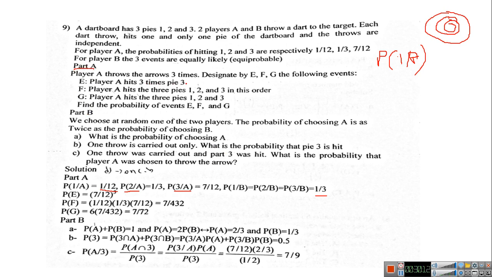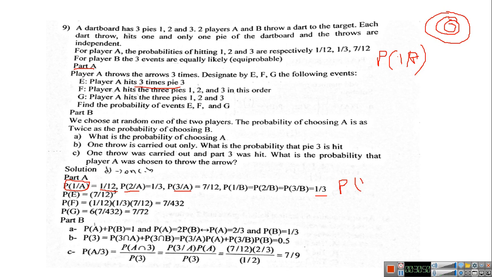Player A throws the darts 3 times. We said it's independent, don't forget. We designate by E, F, G the following events. Find the probability of event E. What's event E? Player A hits pie 3 three times. So it's independent, so P of E is, because it's independent, you're going to say it's P1 of A times P1 of A the second time, and the third time P1 of A. Independent, don't forget, each hit alone.